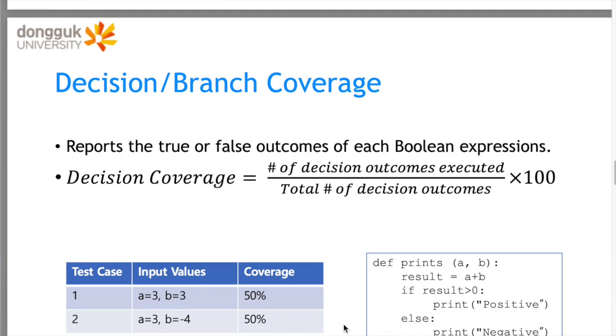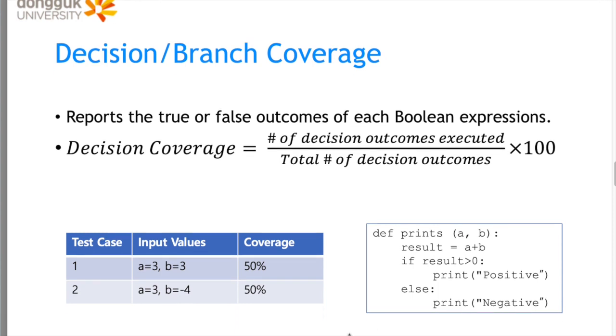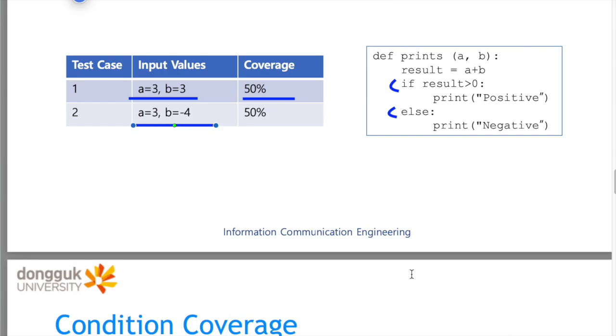One more coverage is decision and branch coverage. There's a branch here, an if else. One test sample only runs one part of the branch, so coverage will be 50%. This is not enough, so you have to add more to reach 100% branch coverage. That is decision branch coverage.